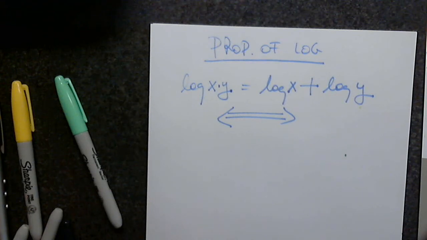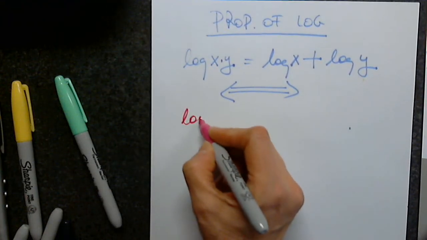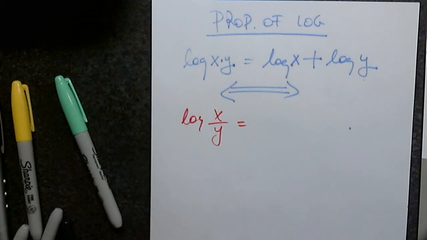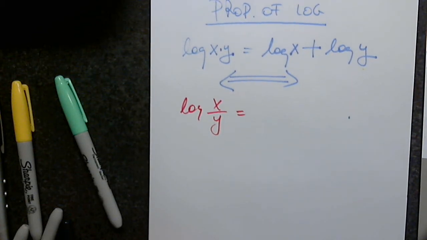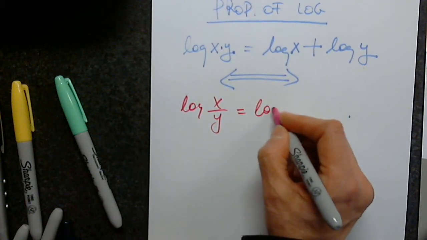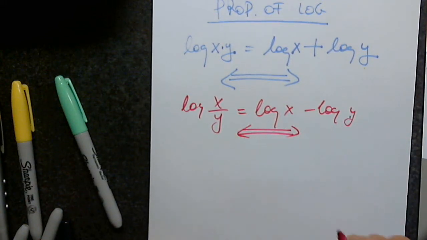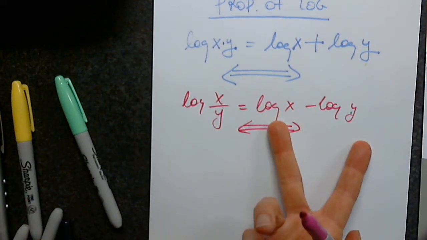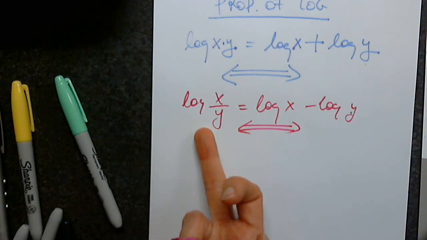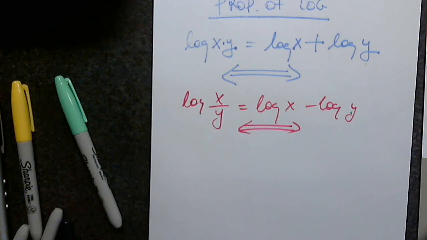So here's the quotient rule. Log x over y. What do you think this will equal to? Log of x minus log y. That's it. Again, it goes back and forth. If I'm given the difference of two logs in the same base, I can write this. Is that okay? And here's the third one.